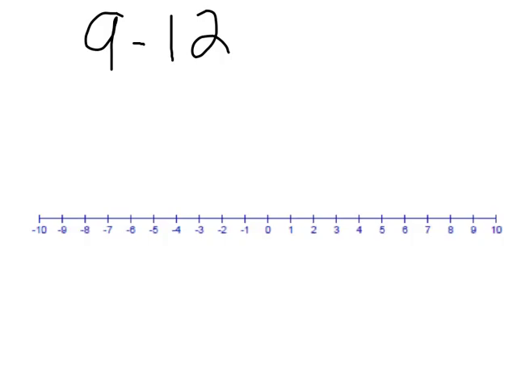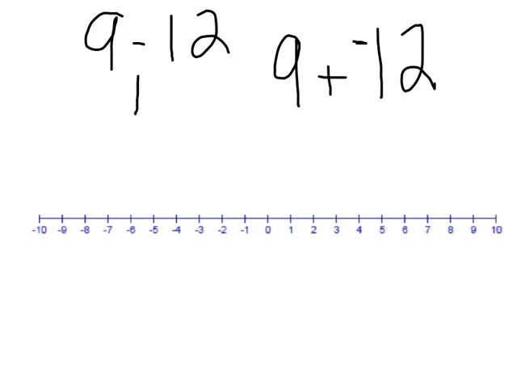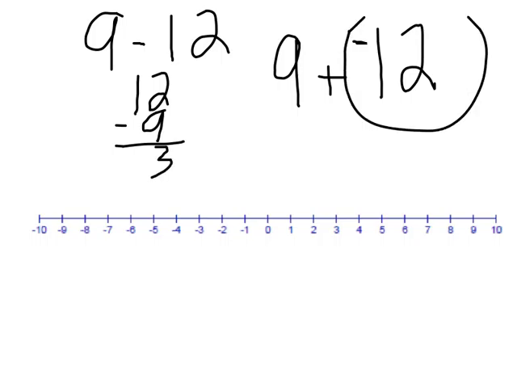Let's do another one. All right, 9 minus 12. Well, the first thing I notice is that this is a subtraction problem. So I'm going to use keep, change. I'm going to keep my 9, change my subtraction sign to a positive sign, and change my 12 to a negative. So this is the same as 9 plus -12. Now I see that my signs are different, so I'm going to subtract. 12 minus 9 is 3. Keep the sign of the larger number, which is 12, so my answer is -3.